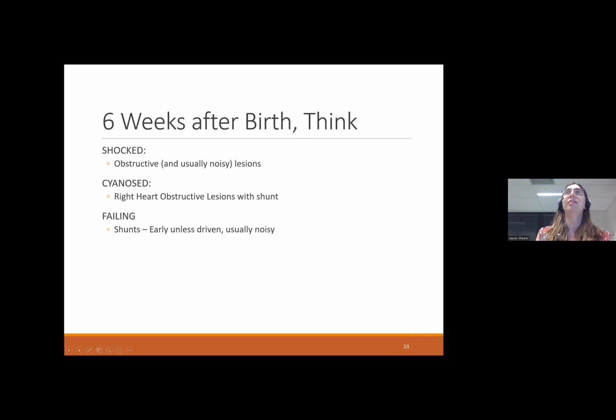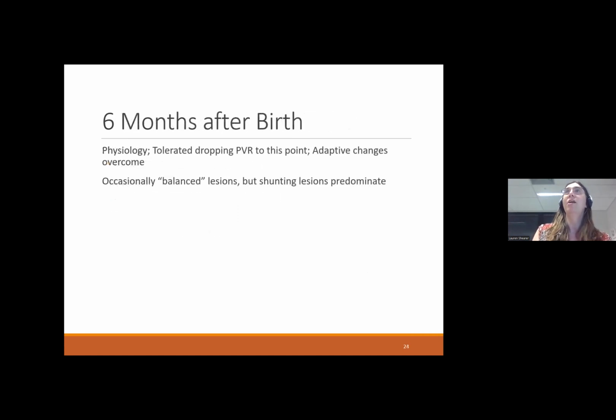As we get past the 6-week mark, after all of our coarctations have closed, if they're going to, after our children have managed to survive that early fall in pulmonary vascular resistance, we start thinking about the 6-month mark. And this means that the baby has managed to tolerate that drop in PVR, but the adaptive changes have started to become overwhelmed. So occasionally we see previously balanced lesions where we have had adequate mixing and adequate blood flow to the lungs, but they are becoming less suitable as the child grows.